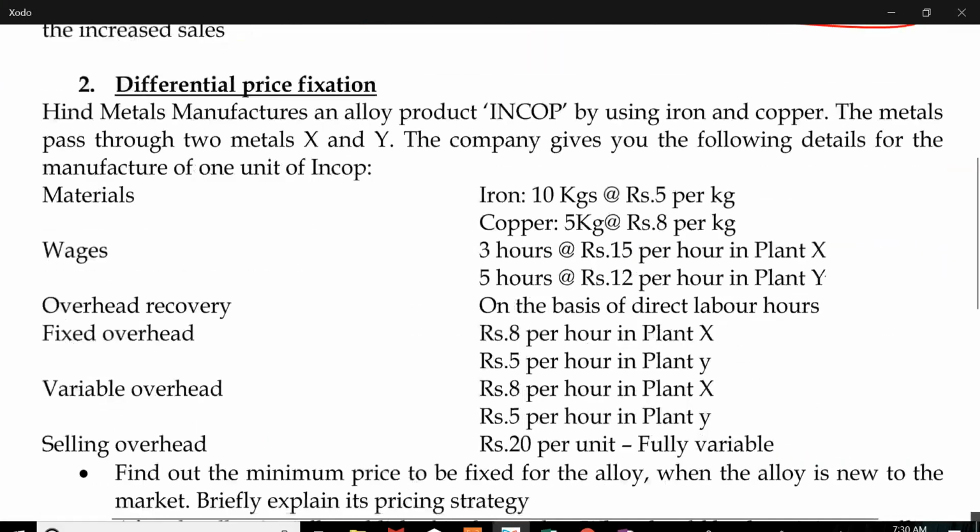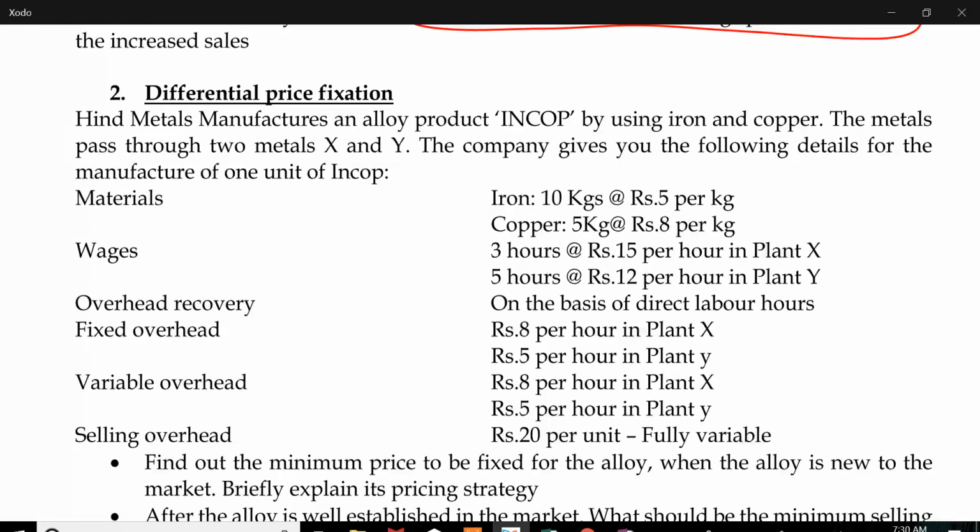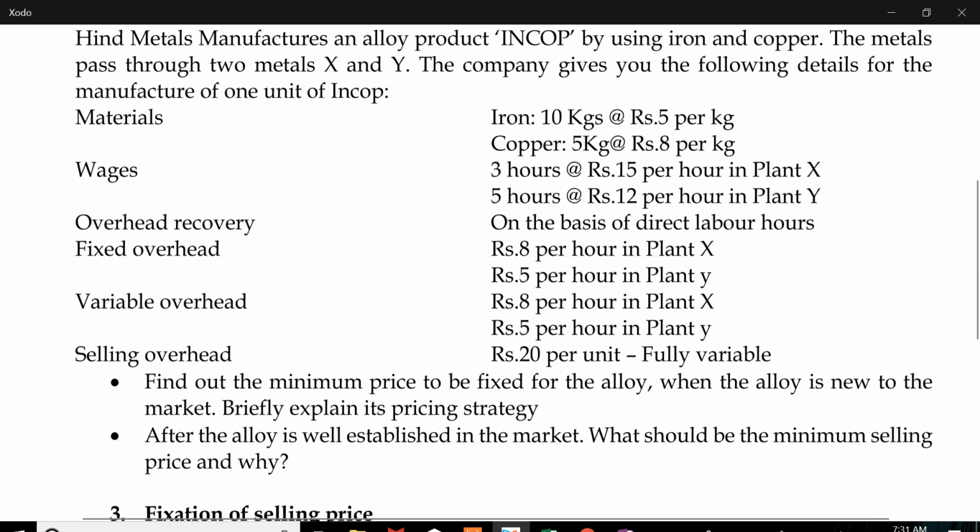We'll move to question 2. Hind Metal manufactures an alloy product in cop by using iron and copper. The metals pass through two plants X and Y. The company gives you the following details for the manufacture of 1 unit of INCOP: materials, wages, overhead recovery, fixed overhead, variable overhead, selling overhead. Find out the minimum price to be fixed for the alloy when the alloy is new to the market. Briefly explain its pricing strategy. After the alloy is well established, what should be the minimum selling price and why?